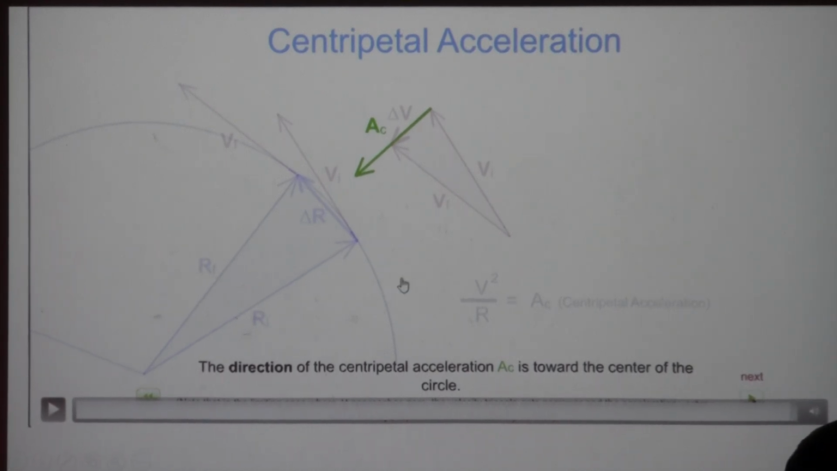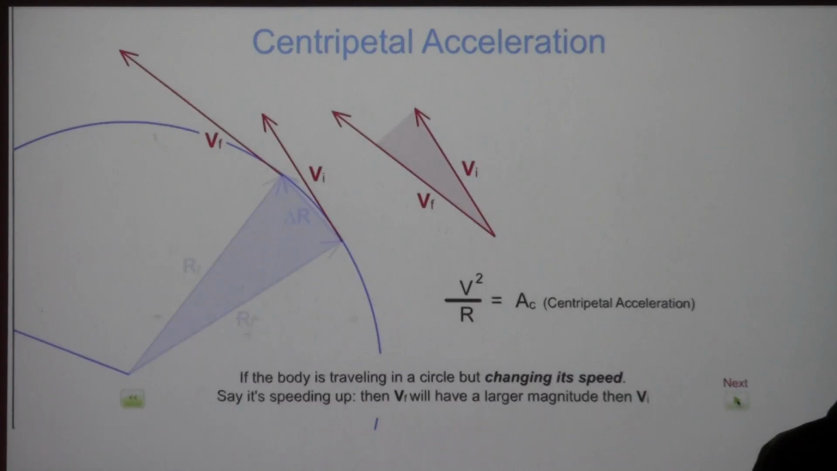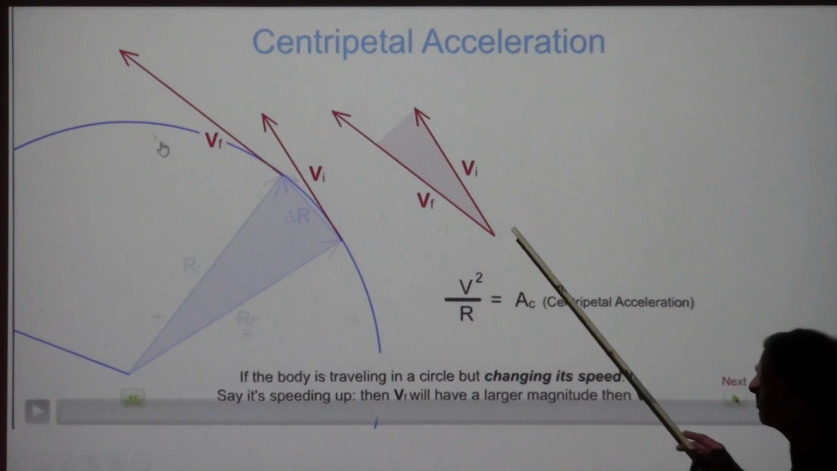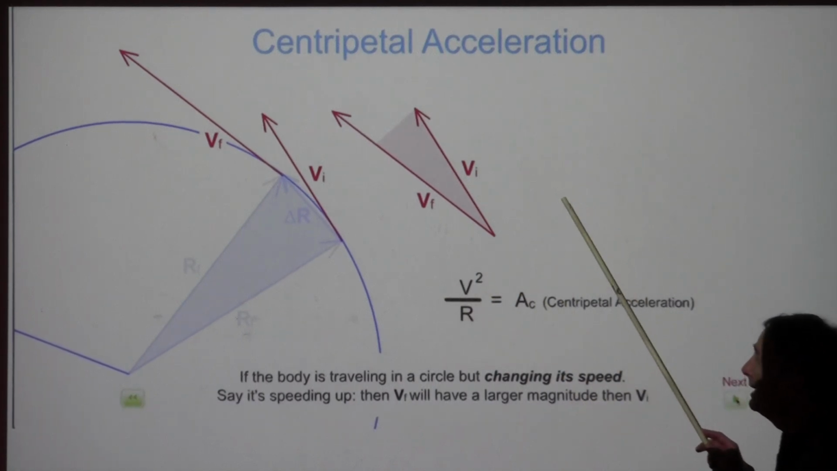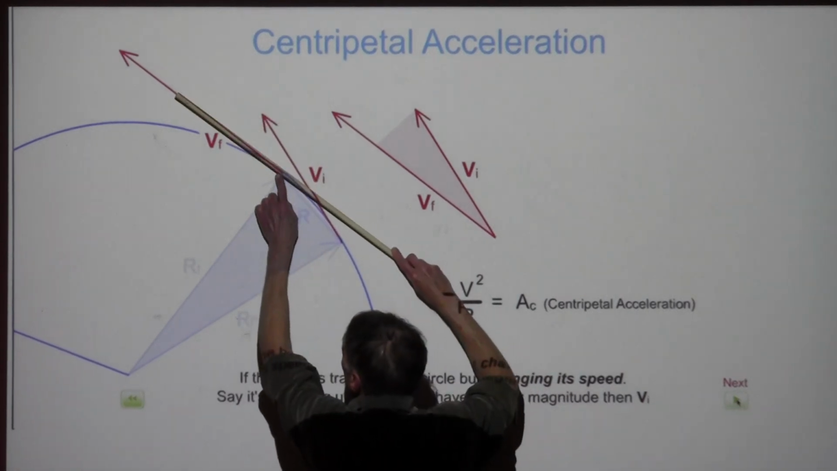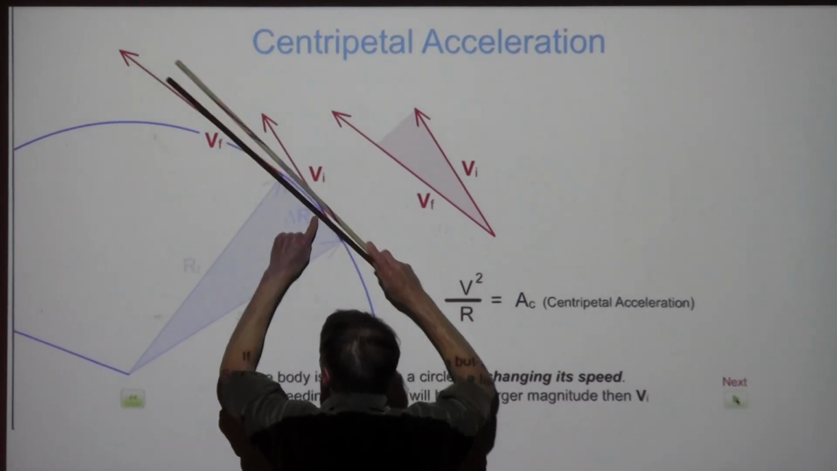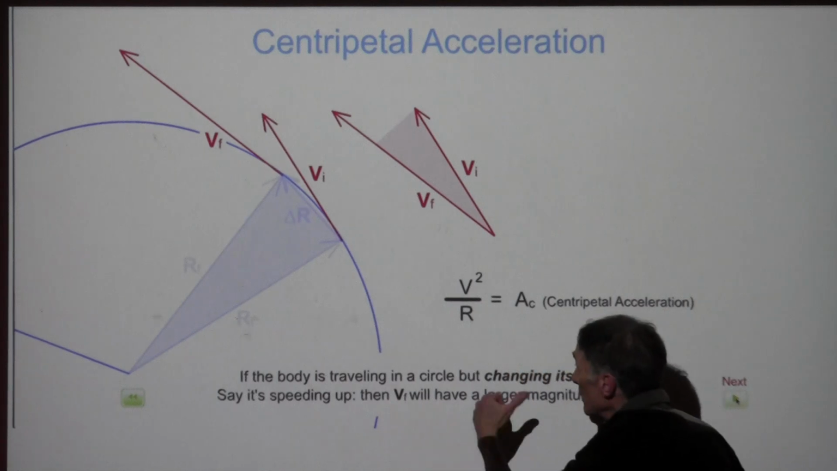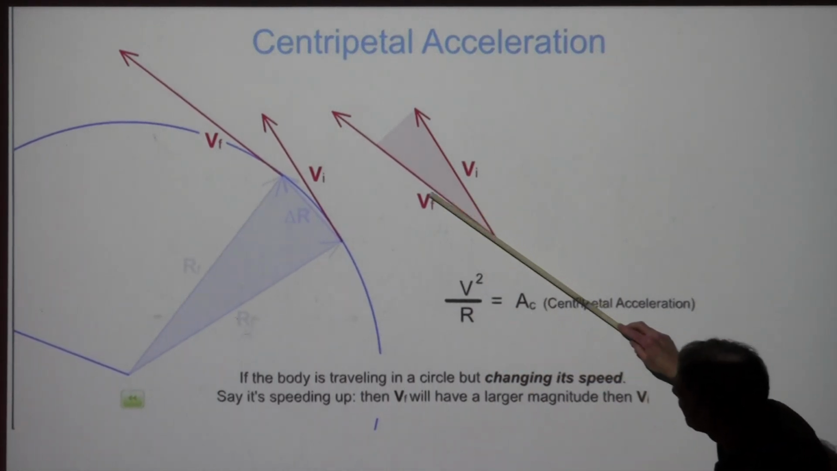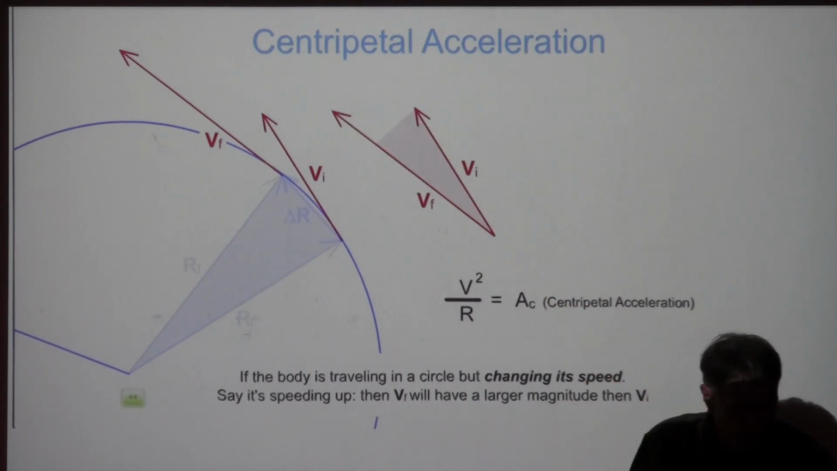Okay, so let's look at a little more advanced case. Suppose it's also speeding up. So we have V initial coming over here, but V final is going to be greater, so it's picking up speed. The previous one was they were traveling at the same speed. So we've got this V final and V initial.